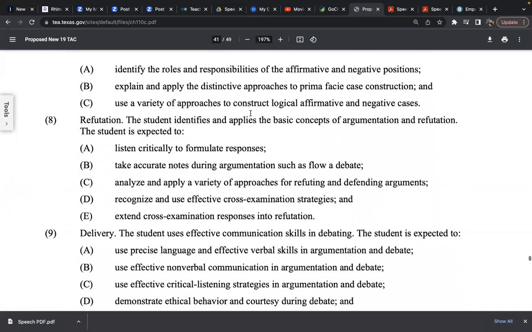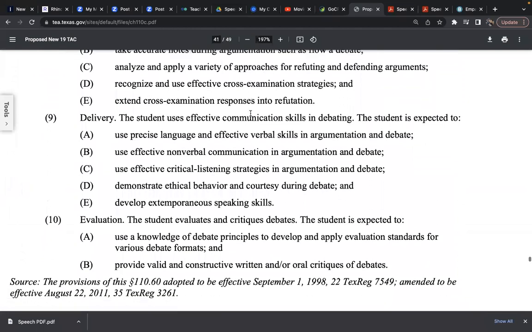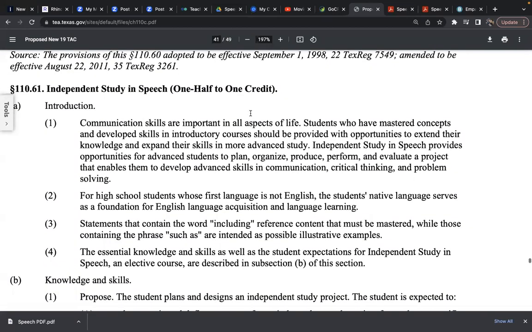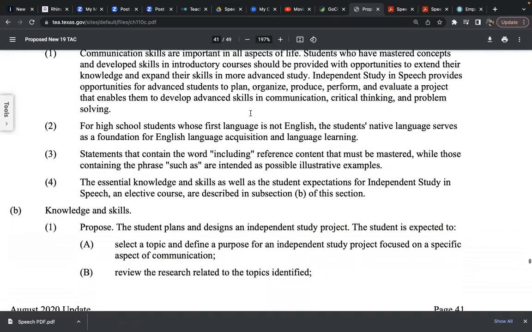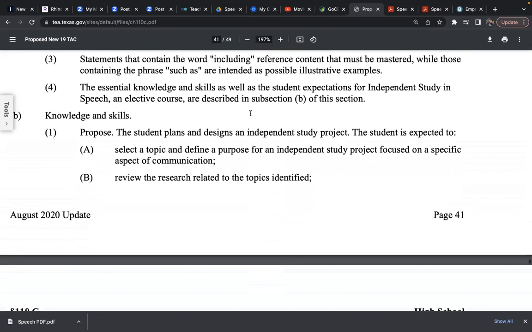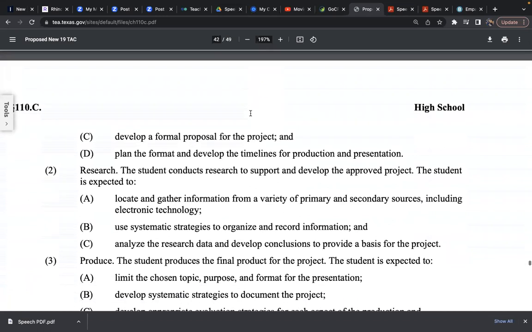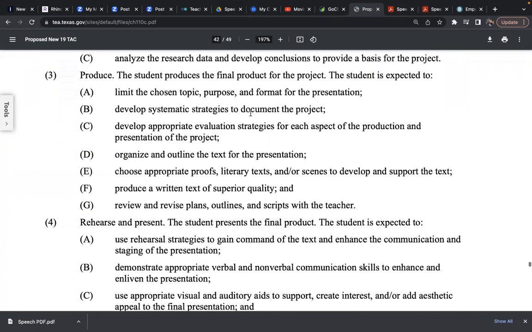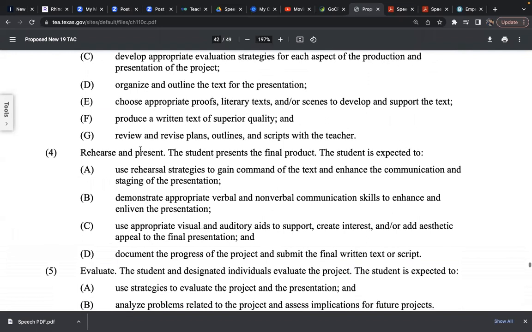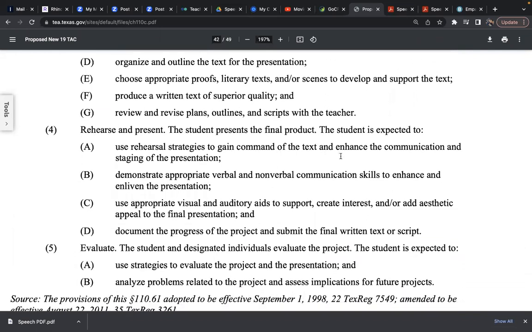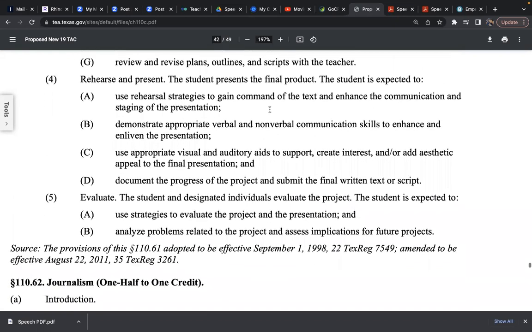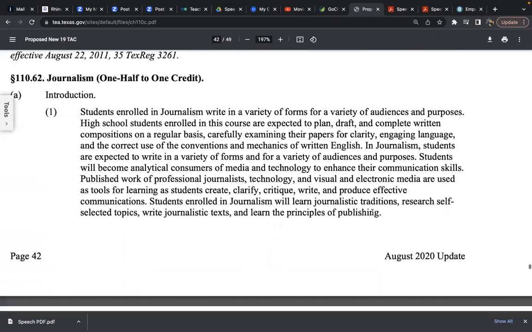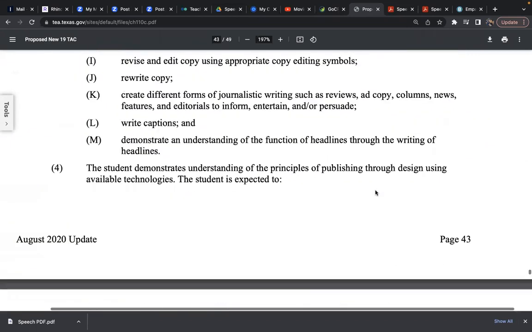Trying to look at argumentation, nonverbal, critical listening, and argumentation for debate. Let's look at independent study. I think this is just a research class. Use rehearsal strategies to gain command of the text and enhance communication of staging. No, that's still part of yours. I think we stop at journalism, right? Because you don't have to do journalism.